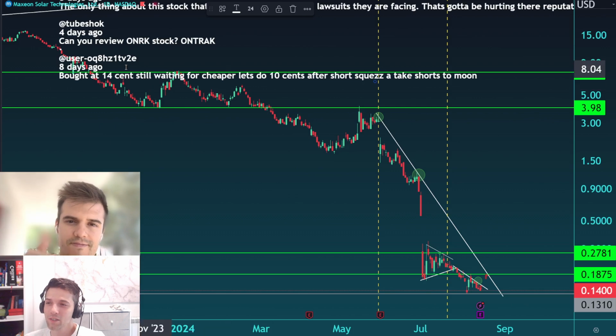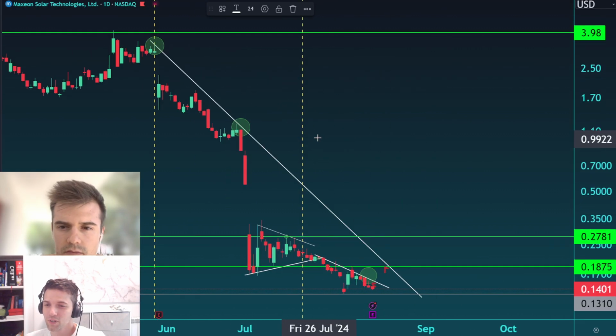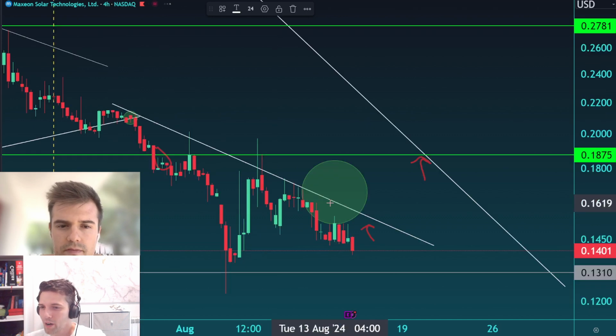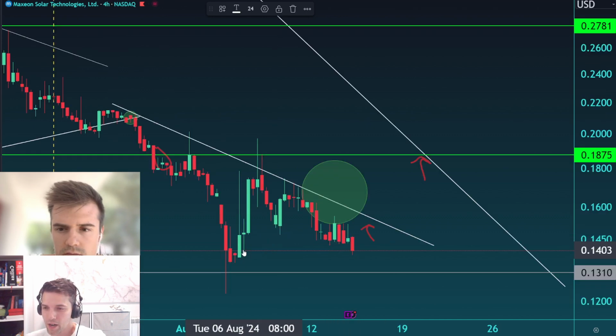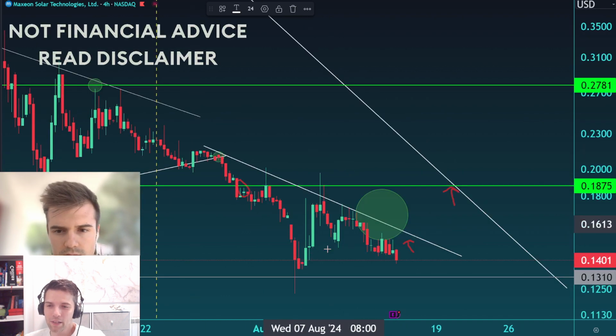And then we have the last comment. It's like this user bought at 14 cents, still waiting for triple. Let's do 10 cents after short squeeze and take shorts to the moon. So, okay, this guy actually bought around the current levels that we're experiencing right now. Probably he bought on August 6th. That's actually a good price, because it rebounded a little bit from that level.